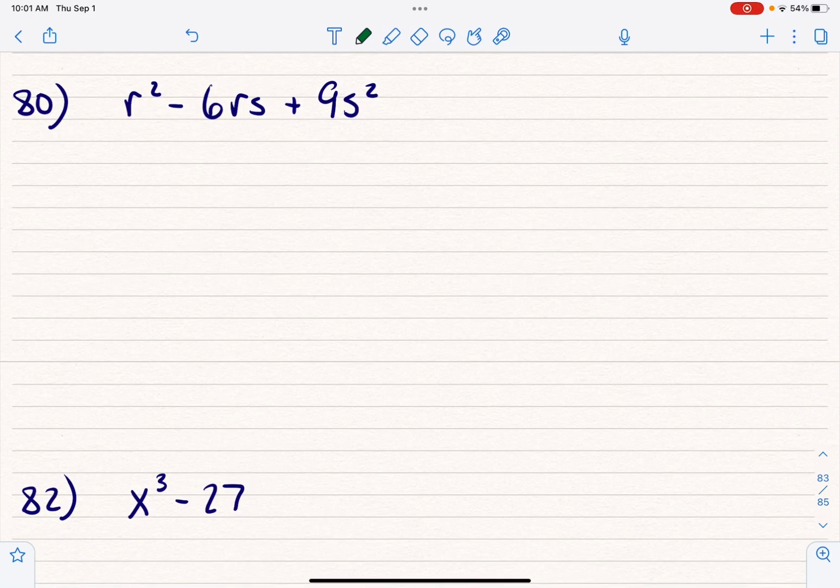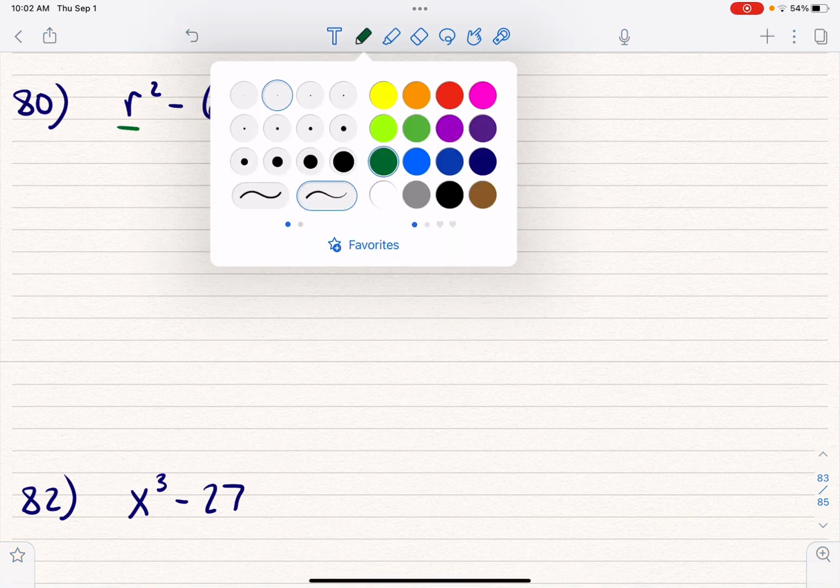This one's the same way. This is a perfect square, but this one's harder to see. And honestly, this one can be difficult to do by grouping because of the two variables. That always kind of freaks people out.